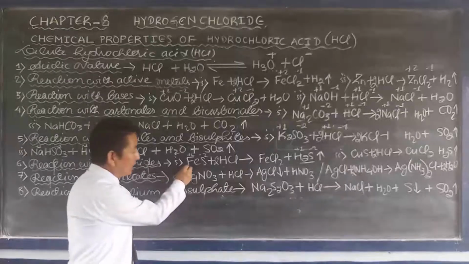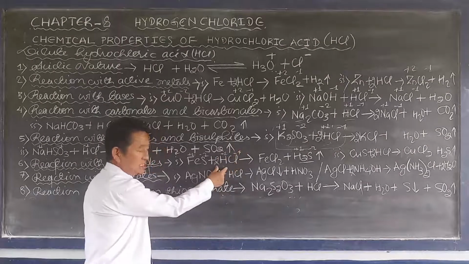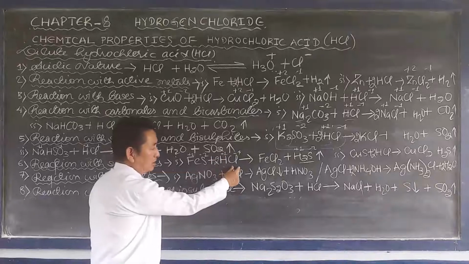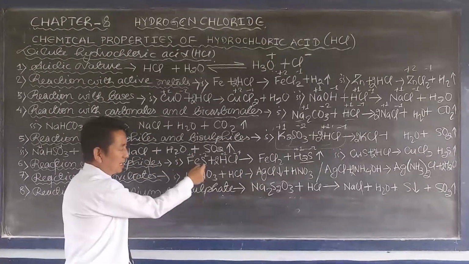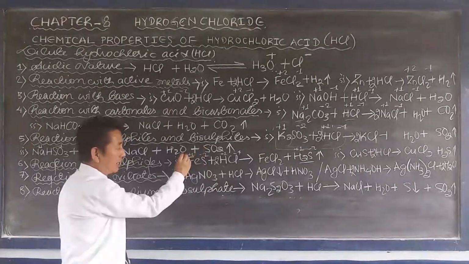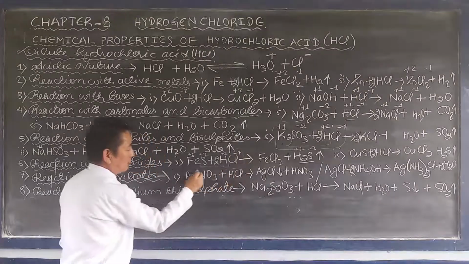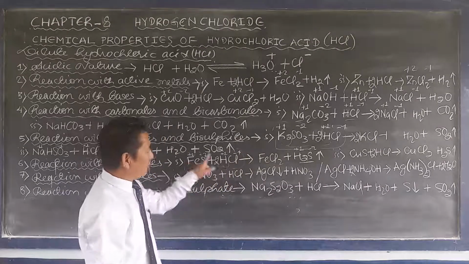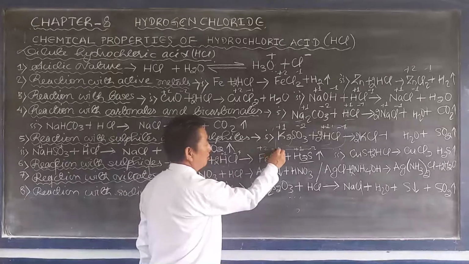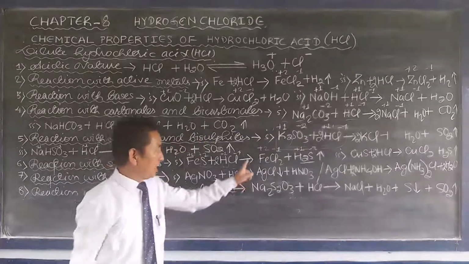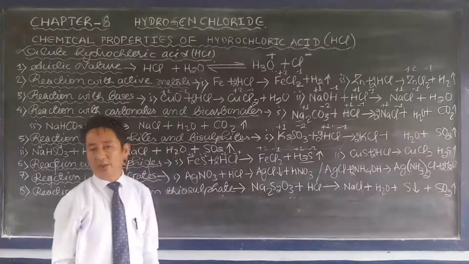Here the valency of hydrogen is 1, chloride is 1. This hydrogen is the basic radical, this chloride is the acidic radical. Here this iron is the basic radical, this sulfur is the acidic radical. This basic radical combines with the acidic radical of this acid. So FeCl2, because the valency of iron is 2, chloride is 1. On interchanging their valency, the molecular formula is FeCl2.